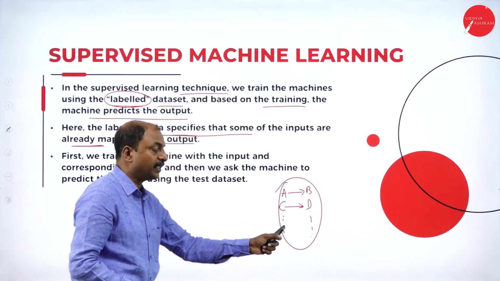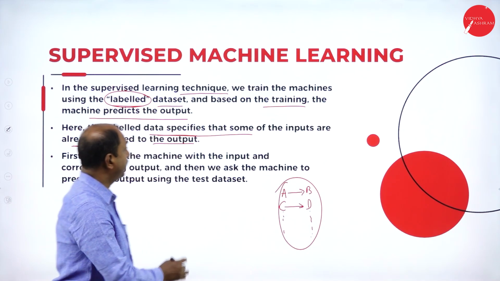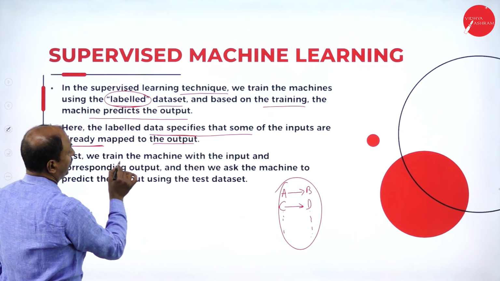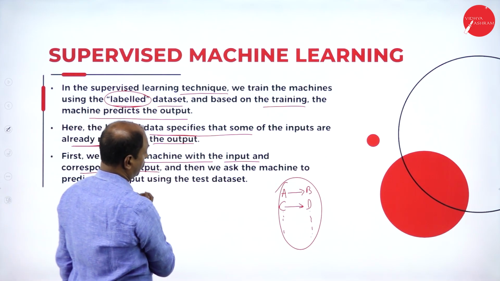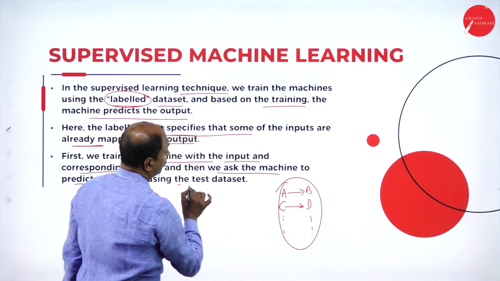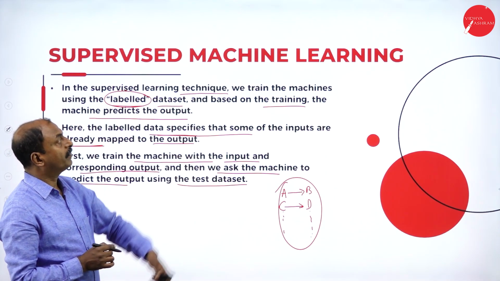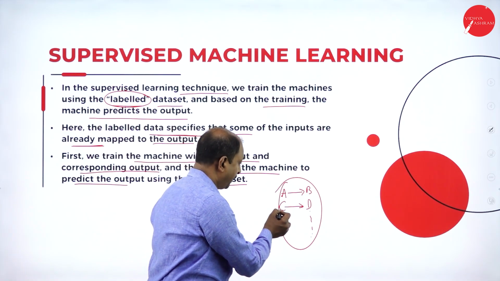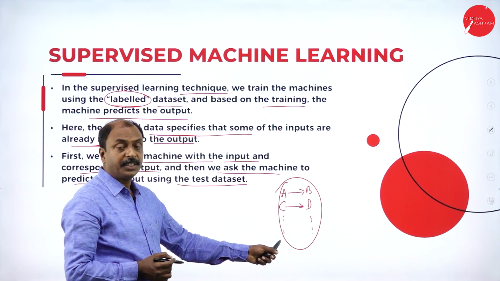So supervised machine learning works with labeled data. That is the meaning of the word labeled data. First we train the machine with input and corresponding output, and then we ask the machine to predict the output using the test data set. See, this is the functioning of supervised machine learning. We train the machine: for this input, this is the output. So we are training with the data set.